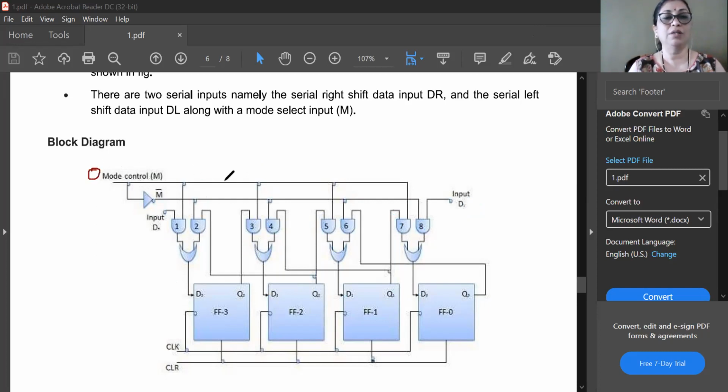When mode control is 0, exactly the opposite thing will happen. The upper line will be 0 and the lower line will be 1. This 0 is available at gate number 1, so it will be disabled. Gates number 3, 5 and 7 are disabled too. As 1 is applied to gate number 2, it will be enabled, and gates number 4, 6 and 8 will also be enabled.